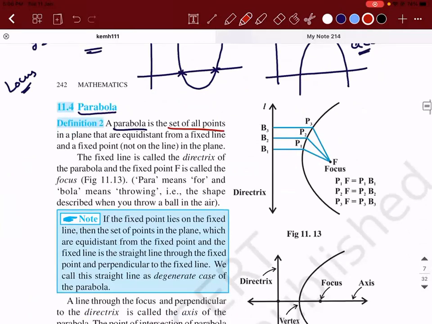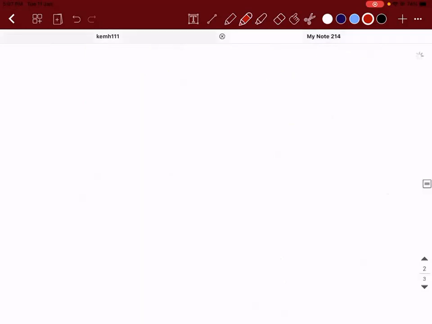What do you mean by plane? In a two-dimensional plane. Plane is generally two-dimensional, space is three-dimensional. So the points on the parabola will move in such a way that they are equidistant from a fixed point called the focus and a fixed line called the directrix. Do you guys understand what I'm trying to say? Listen to this carefully, you'll understand it.